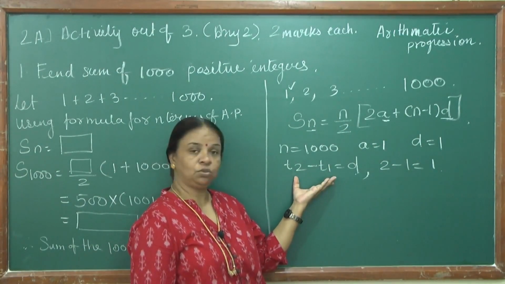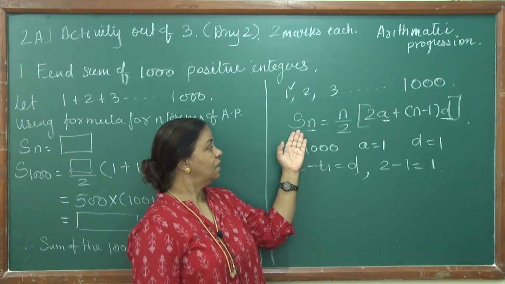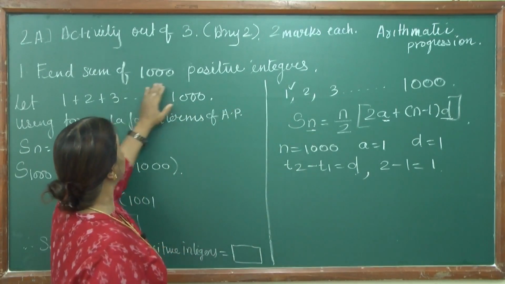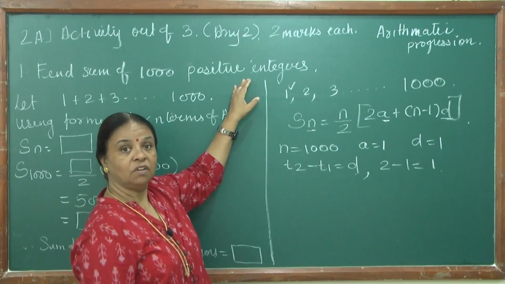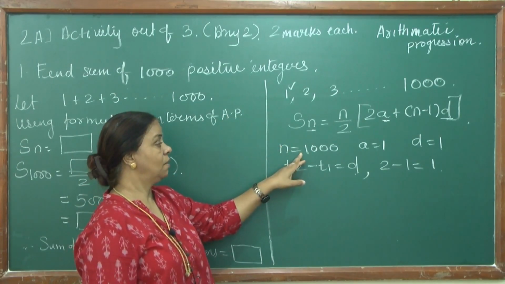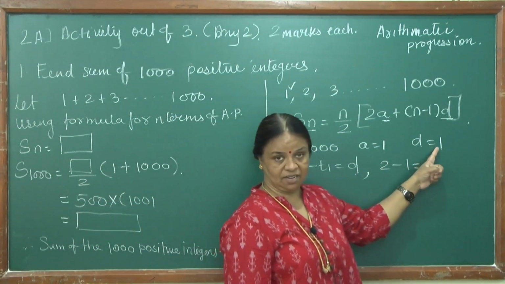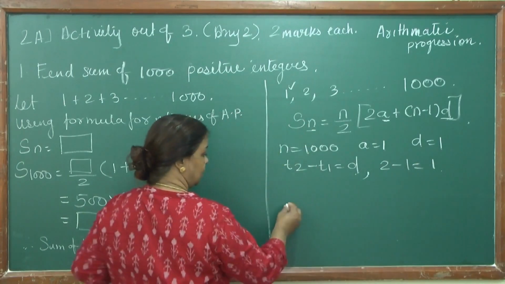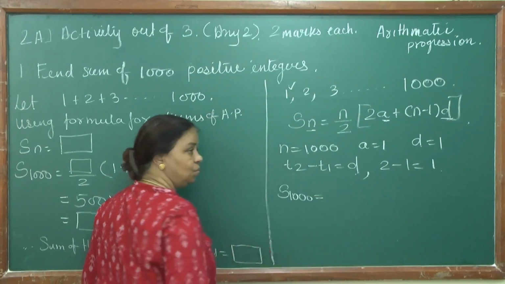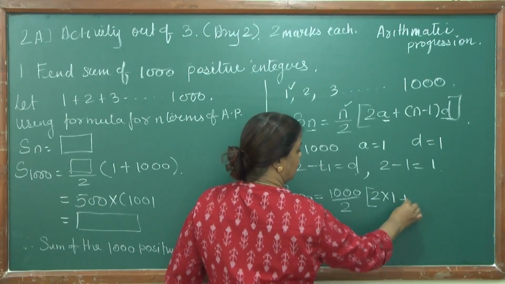Children, I hope you must have understood how I did that. N means the number of terms. How many terms are there? 1000 positive integers, so total number of numbers is 1000. And what is the first term? A. What is the difference? 1. Let's use it. S1000 is equal to n upon 2, 2 into a, which is 1, plus n.